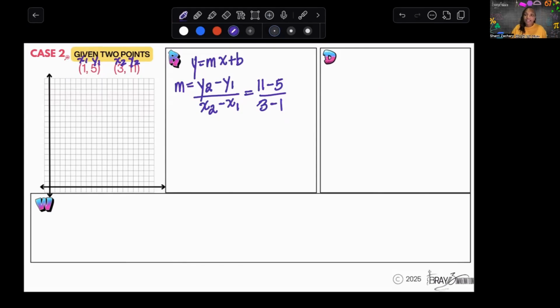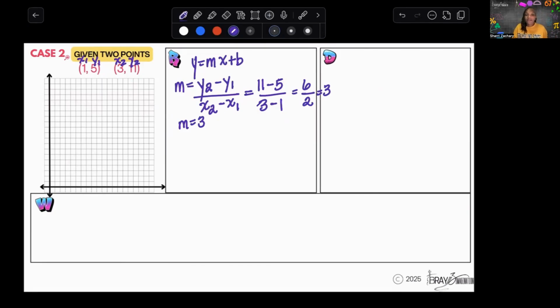In my numerator, 11 minus 5 is 6. In my denominator, 3 minus 1 is 2. If I simplify this, 6 divided by 2 is equal to 3. So my slope is 3.